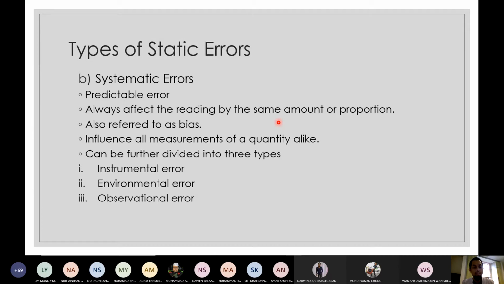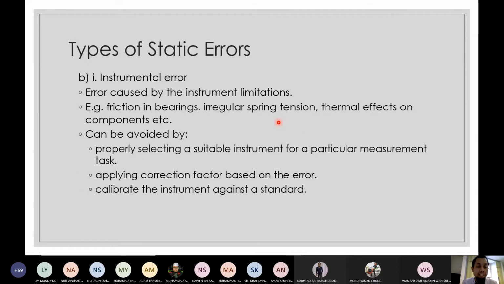Okay, it can be further divided into three types, either instrumental error, environmental error, or observational error. So instrumental error is caused by instrument limitation. Okay, so many things can cause instrument error. Examples include friction in bearings if you measure torsion or speed of motor, irregular spring tension when you want to measure the force of a mechanical equipment, and then thermal effects of components, right?